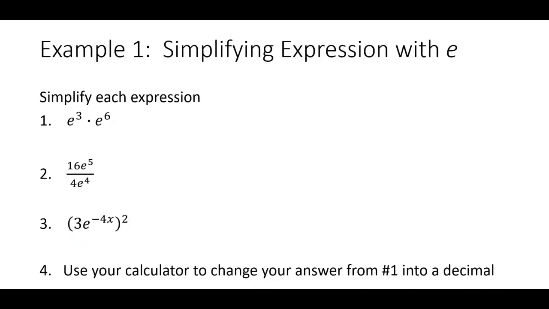All right. So we're just going to practice doing some basic math here with Euler's number. Now we've got an introduction to it. So let's go ahead and do these. If I want to do e to the third times e to the sixth, all you do is you add those exponents together, and you get e to the ninth.